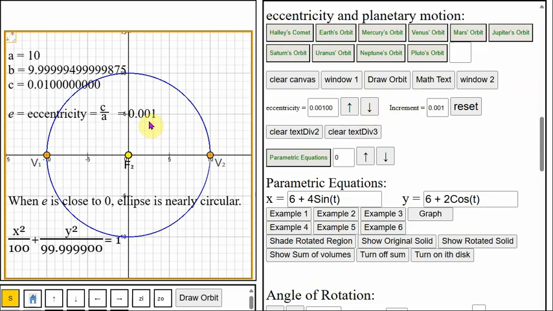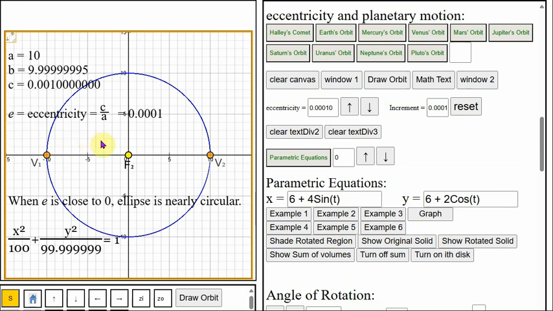And so here the eccentricity is 0.001. And here's the eccentricity at 0.0001. So we can see that it's becoming even more circular. And so in summary, when the eccentricity is closer to 0, the shape of the ellipse will look like a circle. But when the eccentricity is approaching 1, then it becomes extremely elongated.